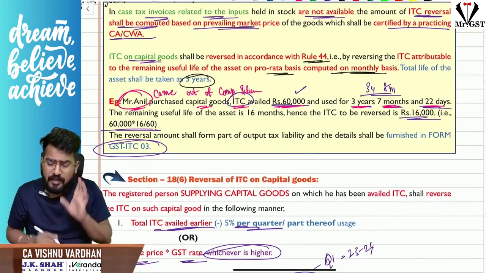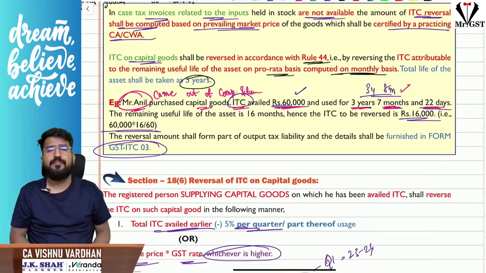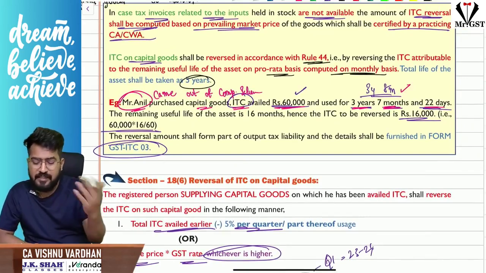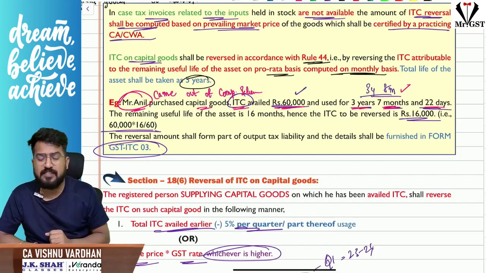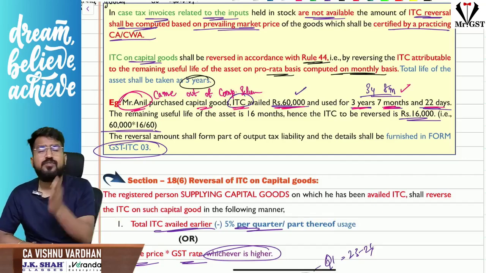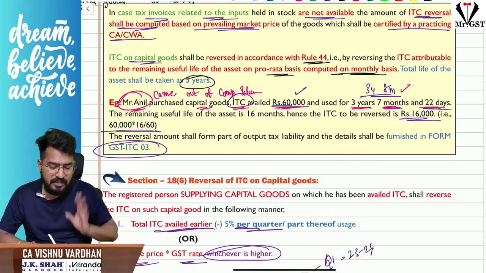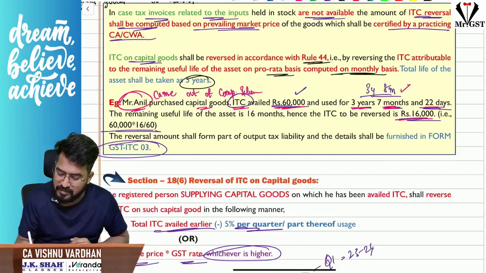So, we will take 3 years, 8 months as used. In 5 years, 3 years, 8 months are over, that means still 1 year and 4 months, that means 16 months is still pending. So 60,000 into 16 divided by 60. That means 16,000 should be reversed.